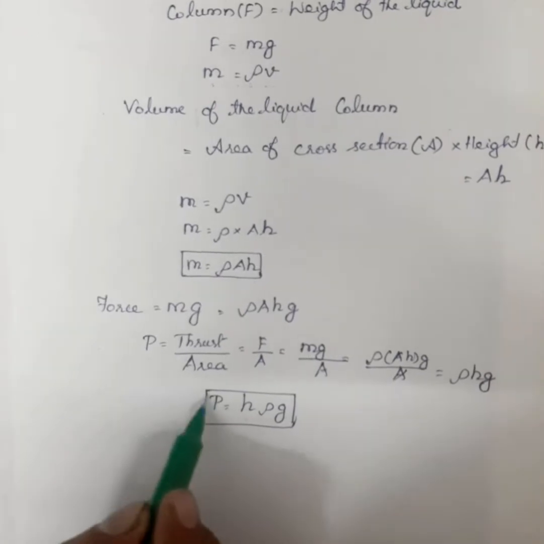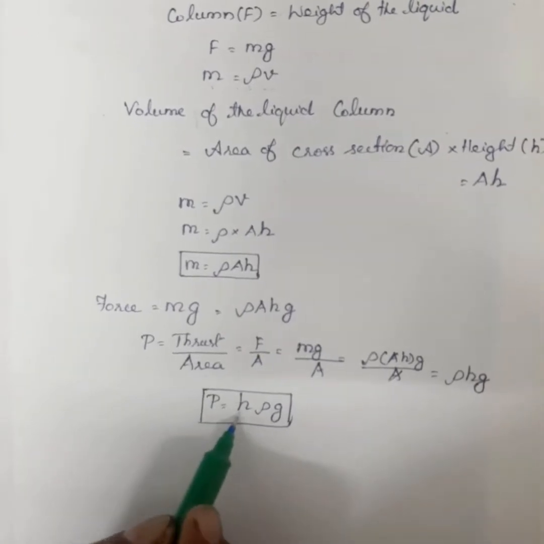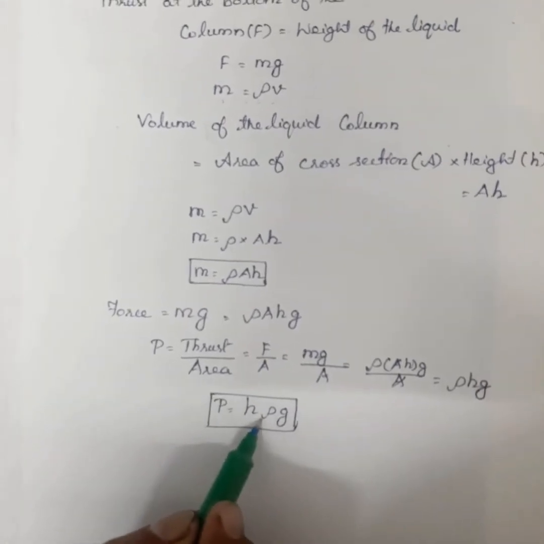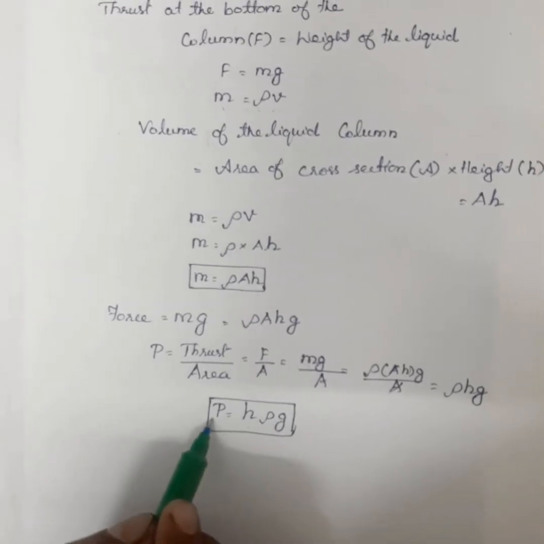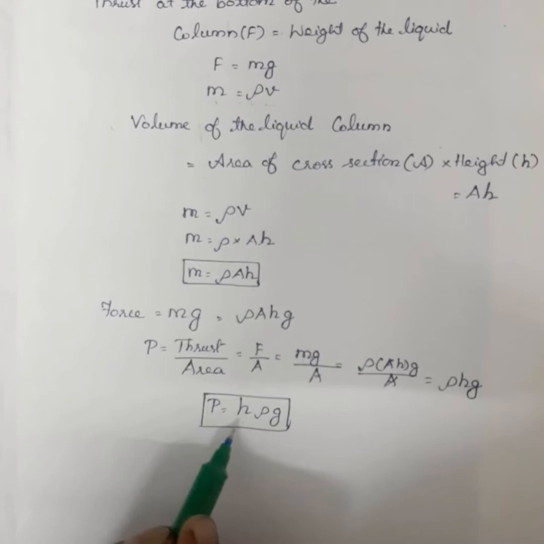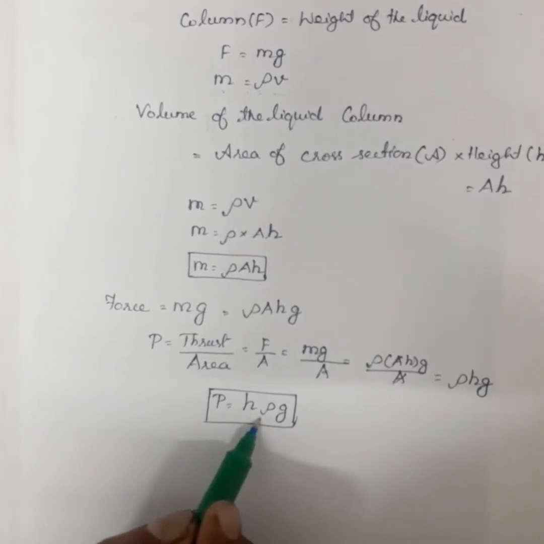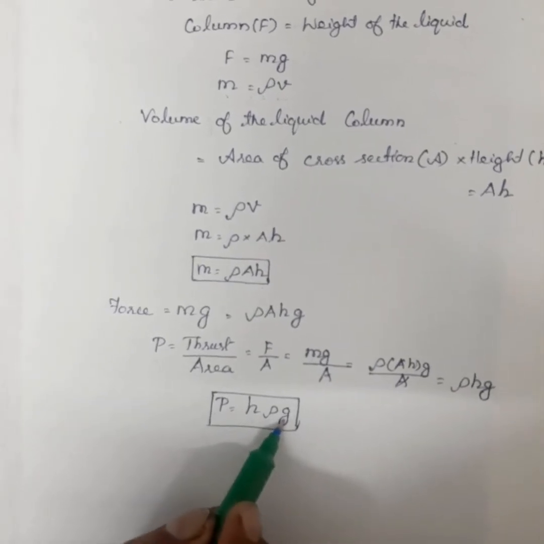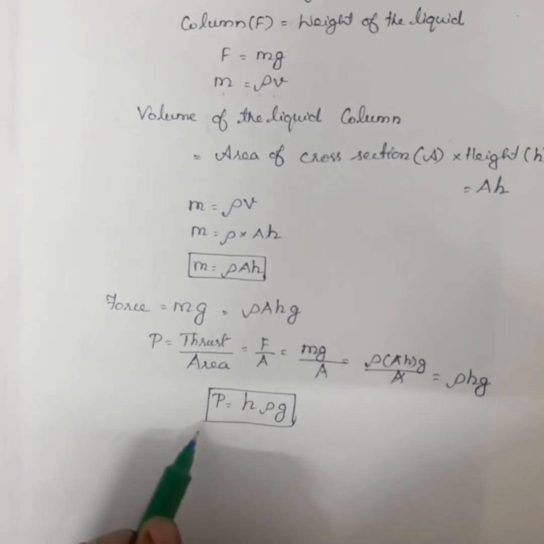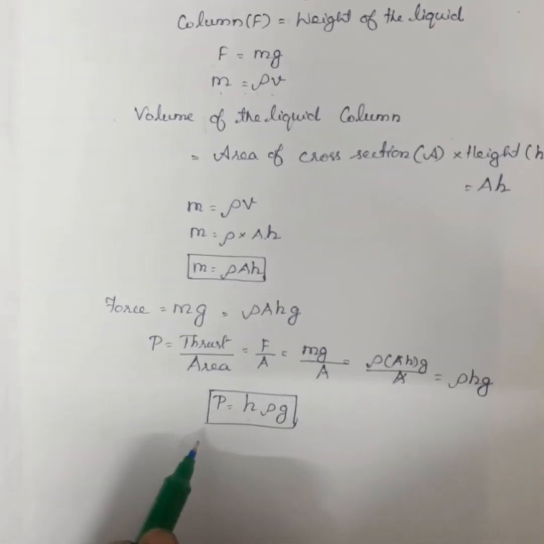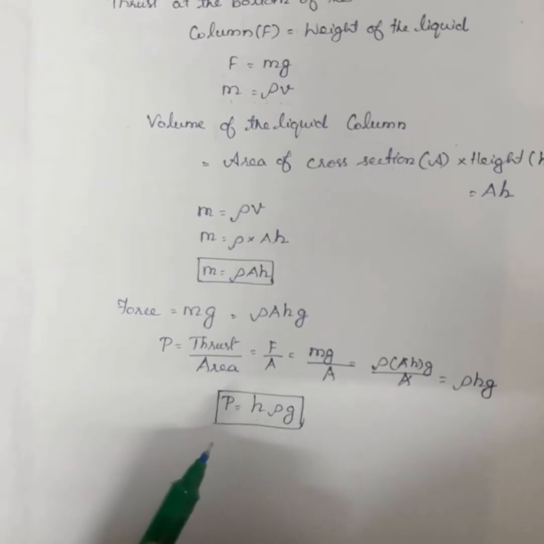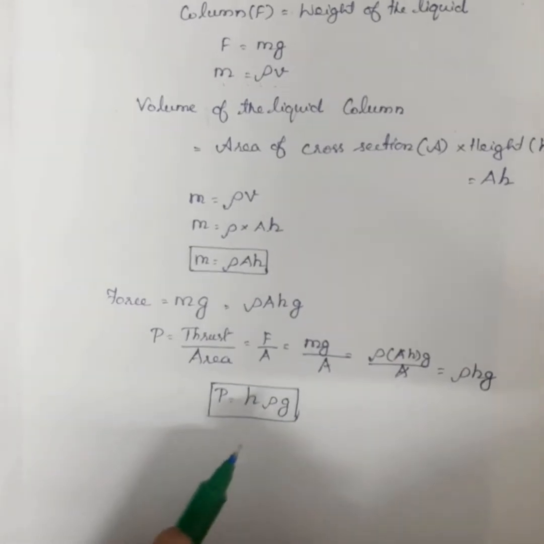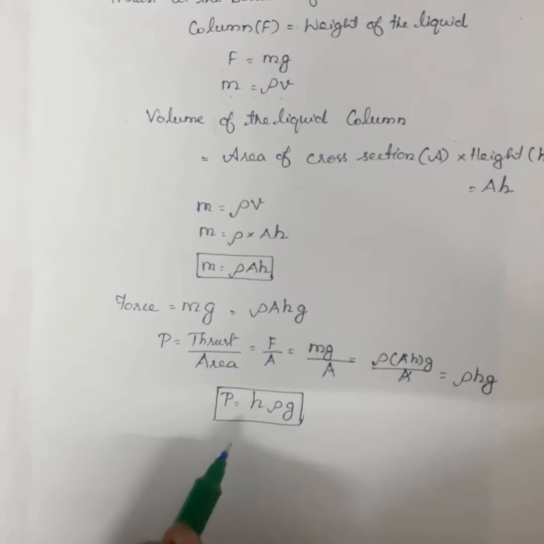Pressure in a liquid column depends on depth, density of the liquid and acceleration due to gravity. So the final expression for pressure does not depend on area. Thus pressure only depends on depth of the liquid.